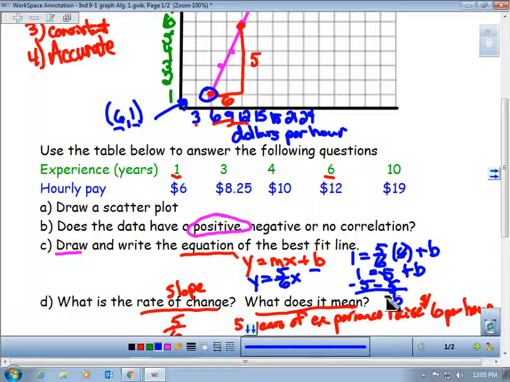So I get b equals -4, which ought to make a little bit of sense, guys, because look, that line would definitely go down here into the negatives. So there's your equation for your line here. Y equals 5/6 x minus 4.